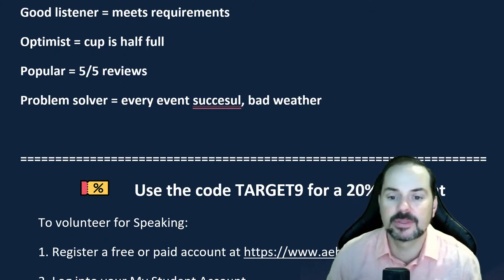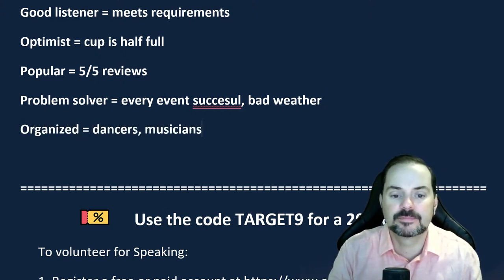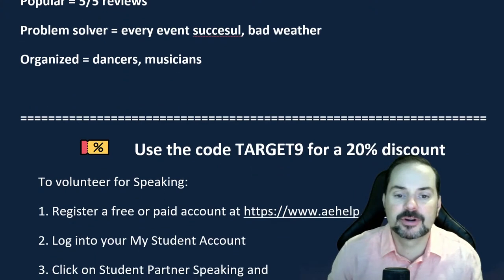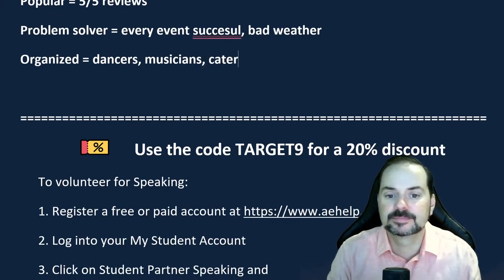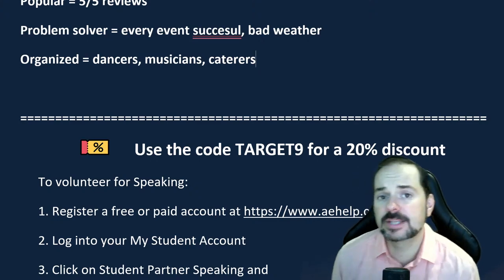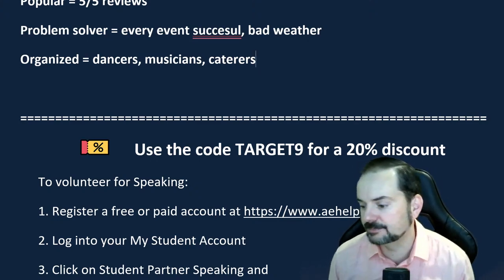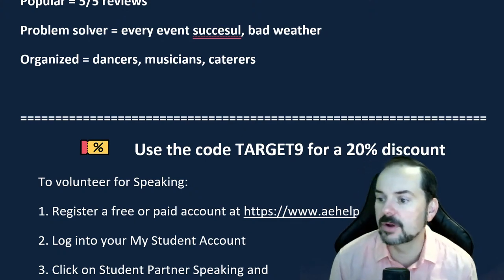Rodriguez says comes up with ideas. Organized. Dancers, musicians, okay, caterers. Okay, we have to talk about his creativity. So what is his creative ability, right? All right.